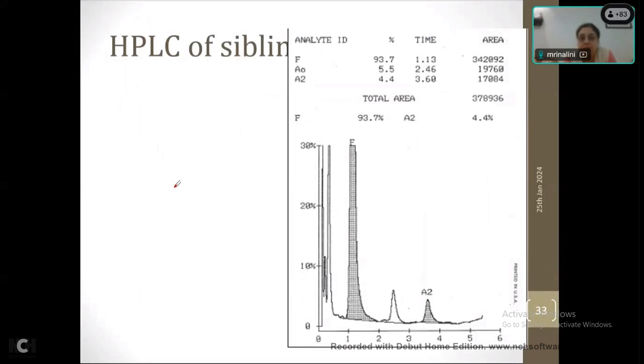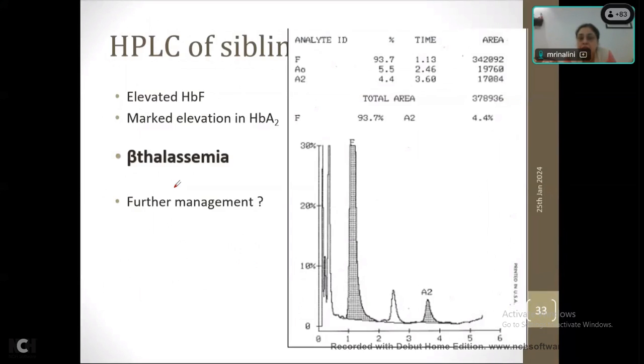Okay. So what further would you want to do in this case? Ma'am, in the sibling, we'll go for transfusion and we can do chelation therapy also. The diagnosis, are you okay with the diagnosis? You are 100% sure? Or would you want to do something more for this patient to confirm the diagnosis? Or is it just okay?